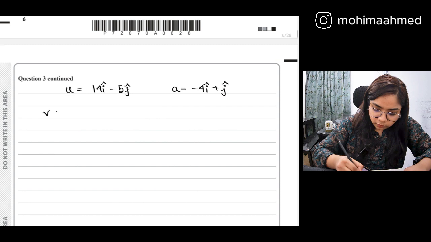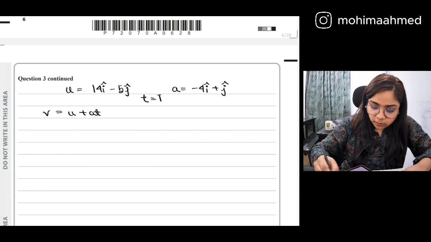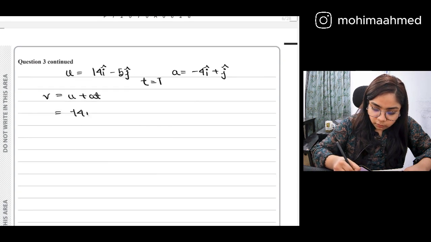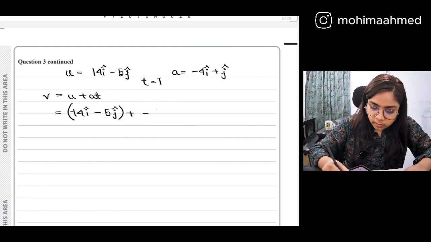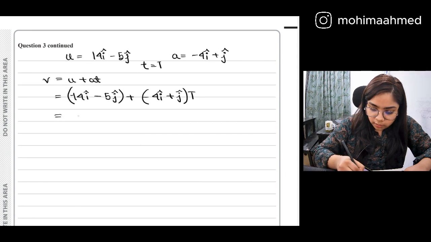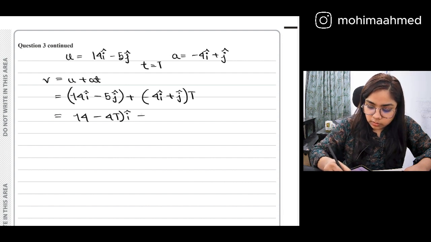Now we need to find the final velocity when t equals capital T. In that case we're going to have 14i minus 5j, plus minus 4i plus j multiplied by capital T. After this, you're just going to add these values: 14 minus 4T for the i coefficients, and for j it's going to be T minus 5 for the j coefficients.